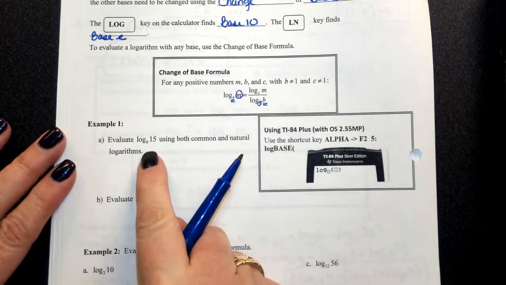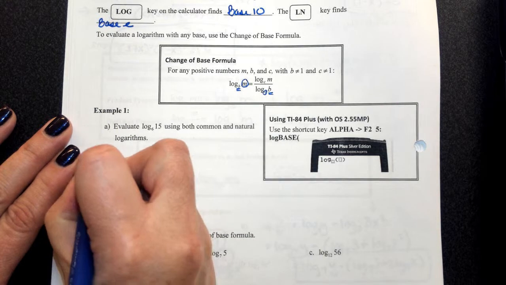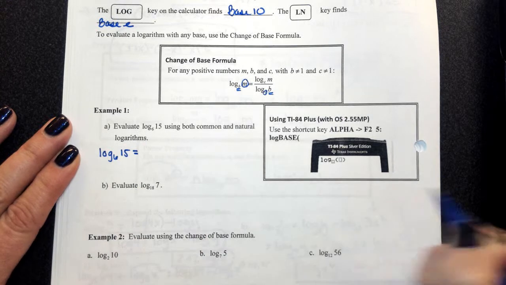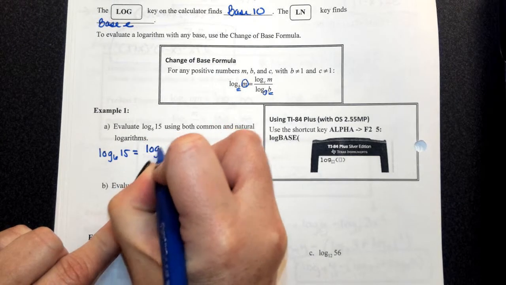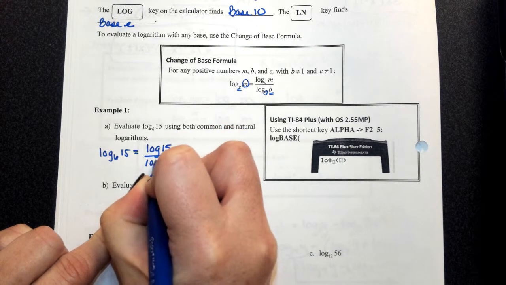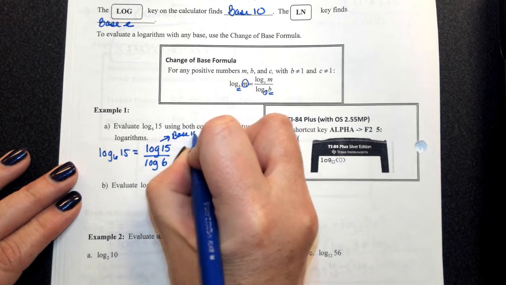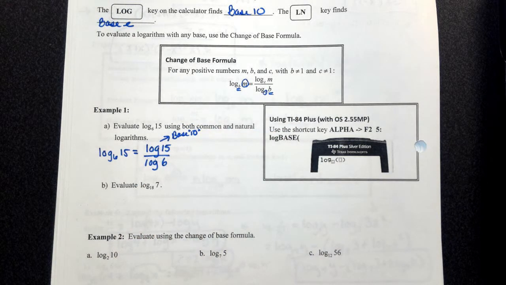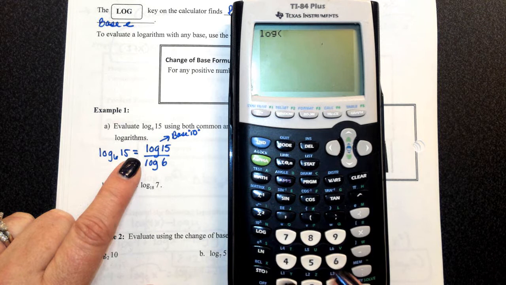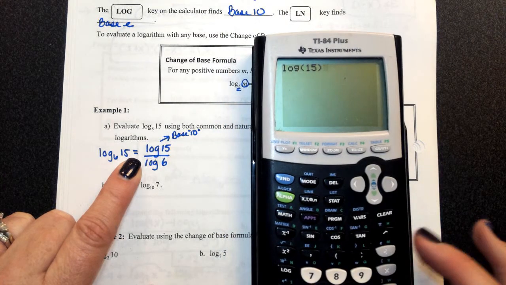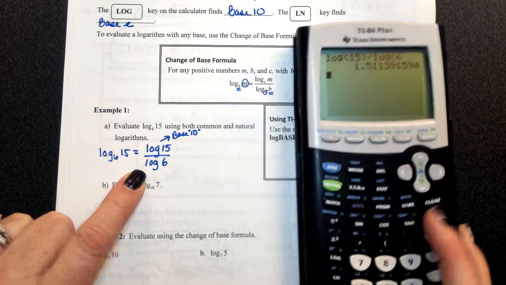So for example, let's try and evaluate log base 6 of 15 using the common and the natural logarithm. Log base 6 of 15 is going to be equal to, if I want to change this into my common logarithm, which is base 10, log of 15 divided by log of my original base, which is 6. So I'm changing this into a base 10. On my calculator, I can simply type in log of 15, make sure you close that parenthesis there, divided by log of 6. And I get 1.511.